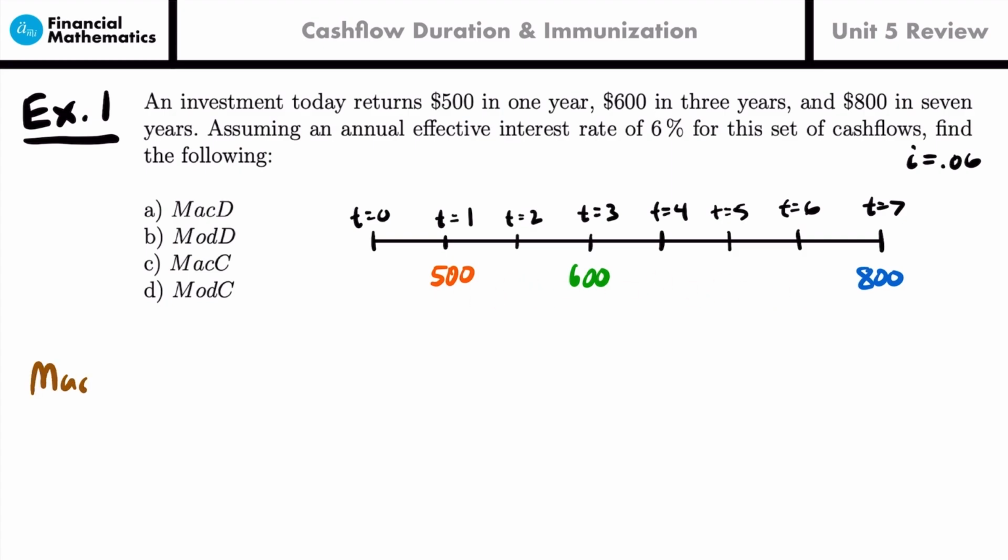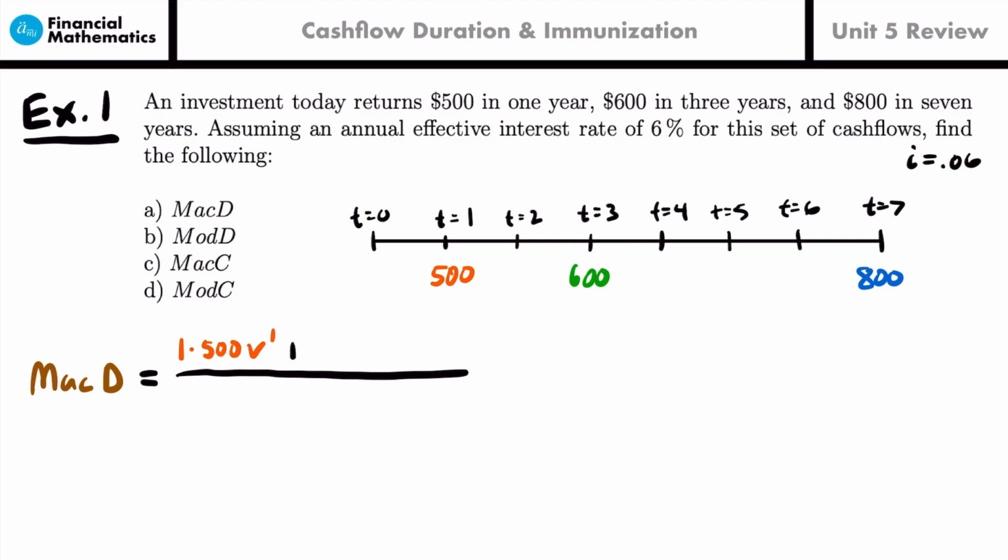We'll have the Macaulay duration is equal to a time-weighted present value in the numerator. So we're going to take the present value of each of these cash flows. In other words, we're going to value them at time 0, but then we're also going to multiply each of them by the time that they are associated with, or the time at which those cash flows would be received. So for the first one, we have $500 that needs to be brought back 1 year, and it's associated with time 1. So we're going to have 1 times 500 times a present value factor to the first power.